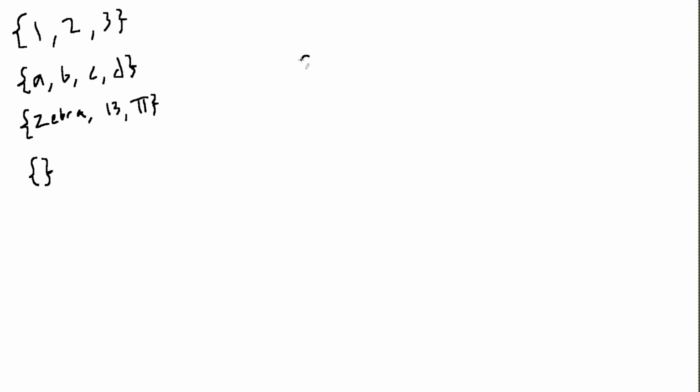So if we have the set 1, 2, 3, as in the top left there, we have a bunch of subsets here. First of all, I'm going to write the subset symbol. So it's this. This means "is a subset of." And so 1 is a subset of 1, 2, 3, because all the elements of 1 come from 1, 2, 3.